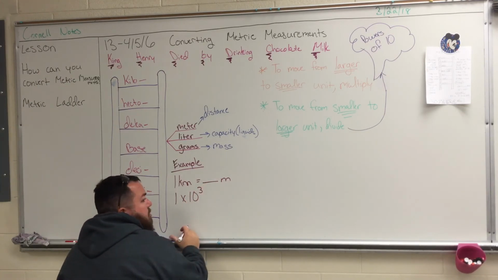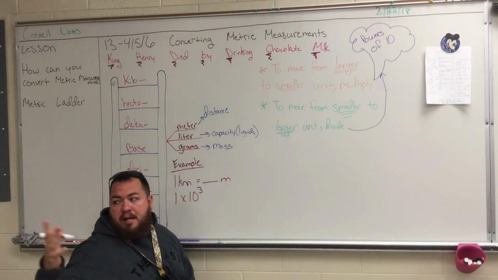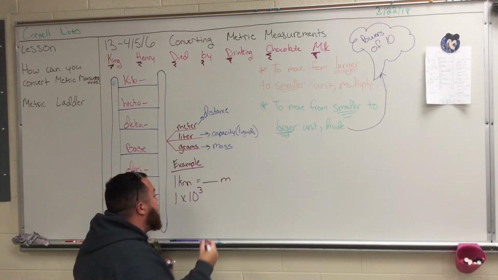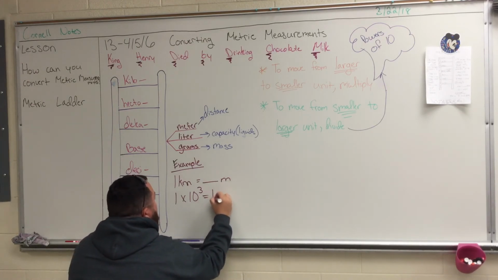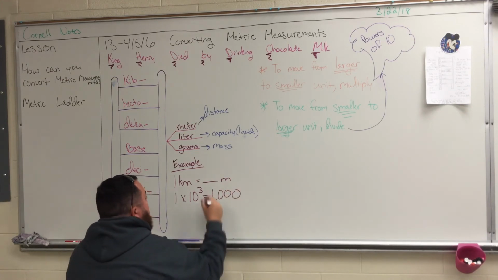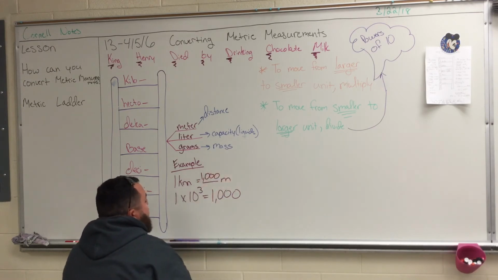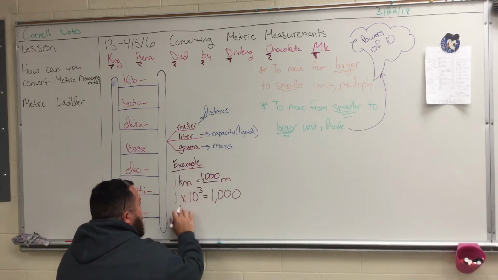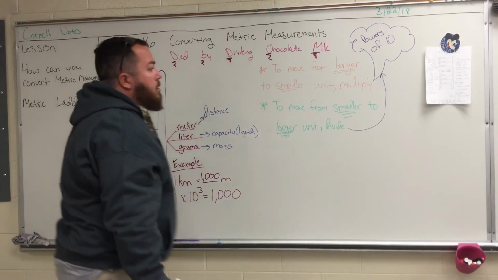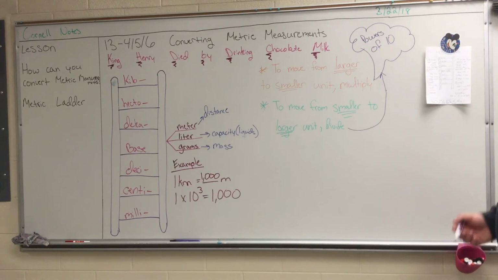And what is 10 to the third power? That's 10 times 10 times 10. So what do we have, Blake? That would be 1,000. So that would give us how many meters, Blake? That would be about 10,000? 1,000. Because we did 1 times 10 to the third power. Okay? Does that make sense? Mm-hmm. What's another example?